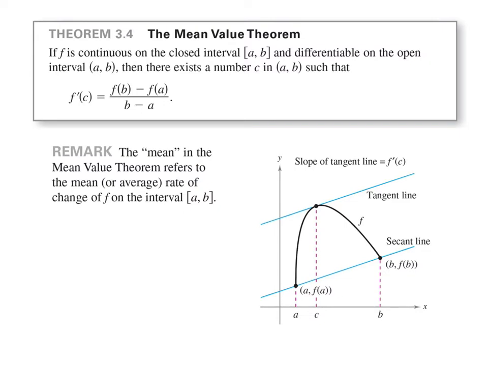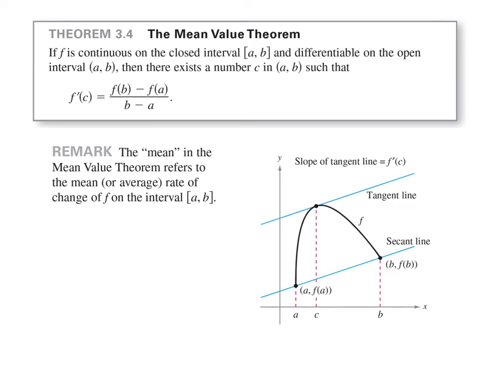So now let's talk about the mean value theorem. This says that if f is a continuous function that exists on a closed interval from a to b, and it's differentiable on that open interval from a to b, then there's going to exist some number c within that interval a and b such that this difference is going to exist.